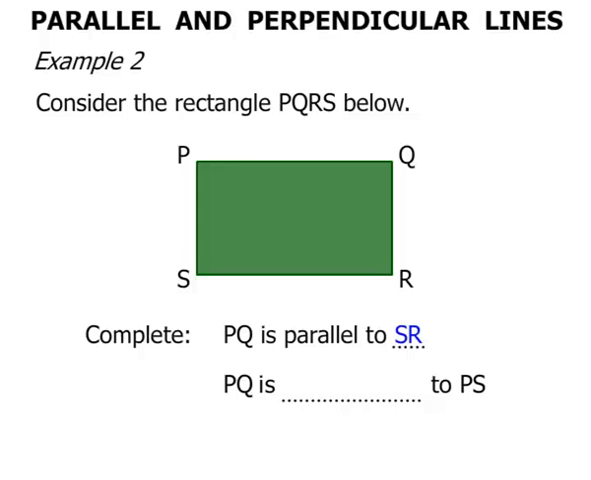The next sentence we've got to complete. PQ is something compared to PS. Well, again, let's think about PQ. There it is. Now let's think about PS. What about those two lines? Do you think they're parallel or perpendicular? I hope you said perpendicular. Excellent. Well, that concludes the lesson. Good luck with your questions.